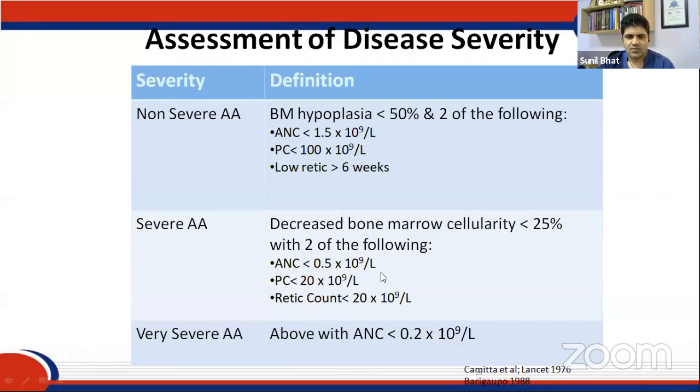And a very severe form is all of this above, that's severe aplastic anemia, but with a neutrophil count of less than 200.